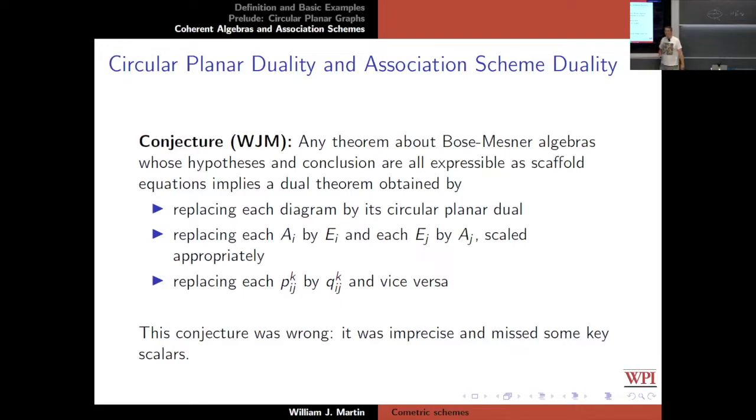But any theorem that you can get, you replace the diagram by its circular planar dual. So if you have expressible scaffold equations with circular planar diagrams, I left out that hypothesis. Even here, it's imprecise. You can replace it by the circular planar dual, replace the AIs by EIs, and vice versa. Replace PIJKs by QIJKs if there are scalars, then you should have a dual.